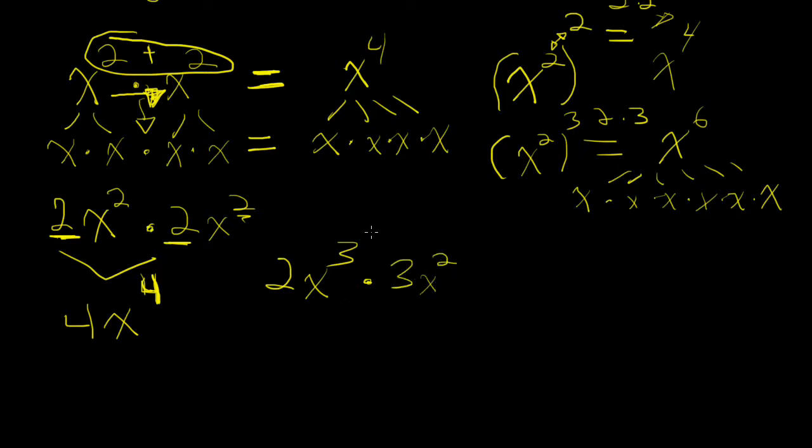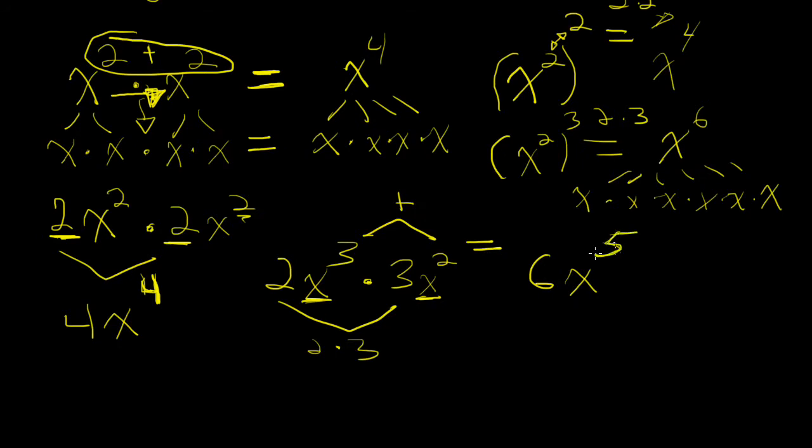Well, let's take the principles that we have so far. If we have the same base here, the same x, that means that we can go ahead and add those exponents. If we have these coefficients, we can multiply them out. So it becomes 2 times 3, right? What does that give us? It gives us 6x to the fifth power. What's 2 plus 3? It's 5.